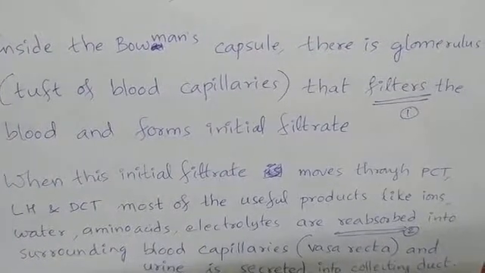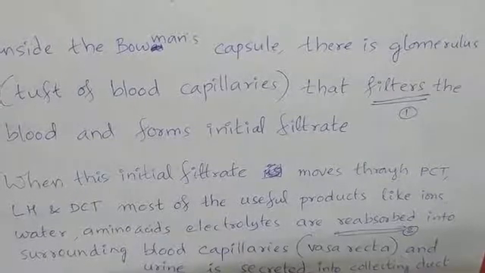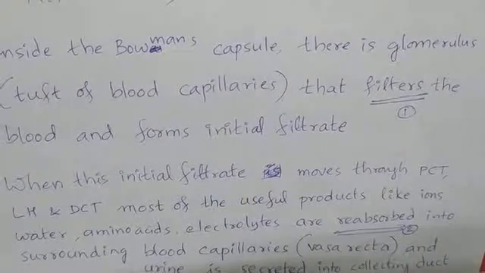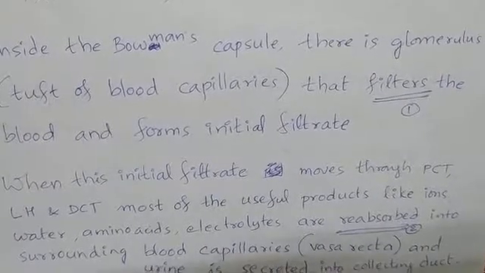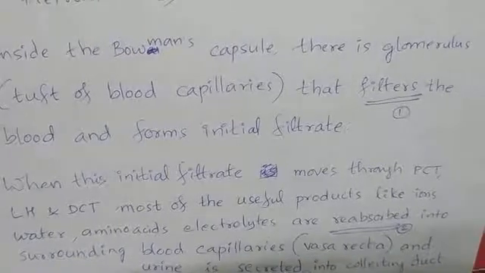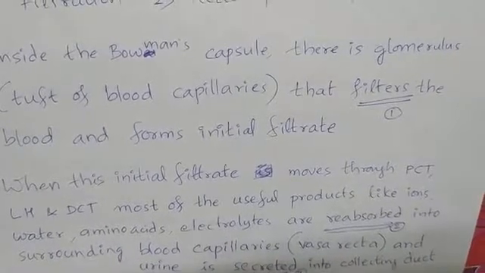See, I have marked filtration as the 1st step, reabsorption as the 2nd step, and secretion as the 3rd step. So in these 3 steps, finally the urine is formed by the nephron.